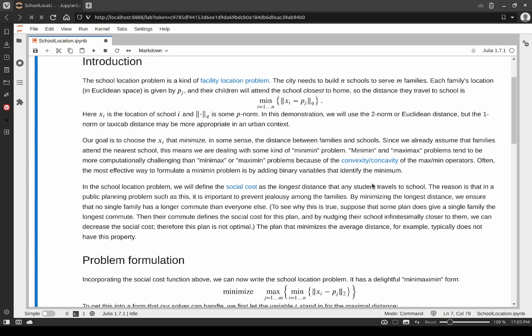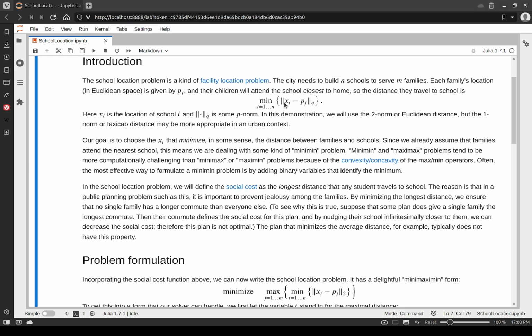Now let's go ahead and take our verbal problem and try to translate it into mathematical notation. So to express the idea that everyone attends the school closest to them, we can go ahead and write the distance between each family and each school as this q-norm here. So that's the distance between these 2, and if we choose the 2-norm, which we will in this demonstration, we're talking about Euclidean distance. You might also choose to use the 1-norm if you live in Manhattan, or whatever your favorite p-norm is. And there are n schools.